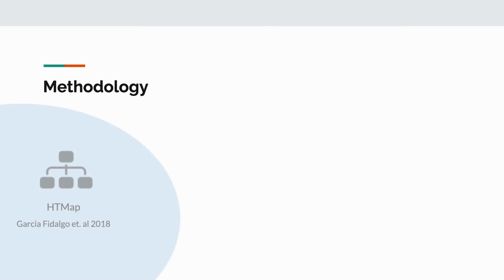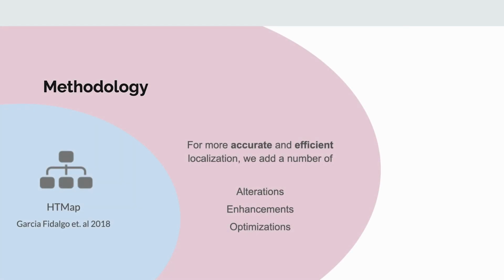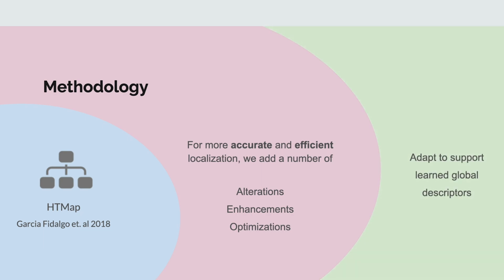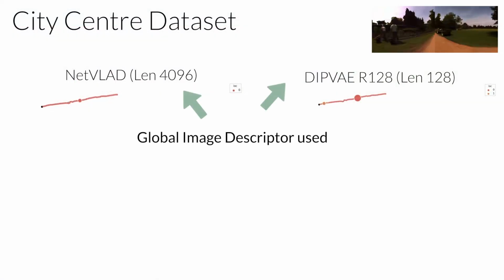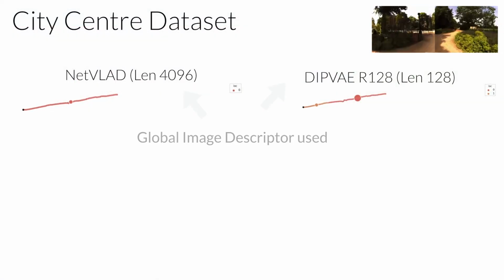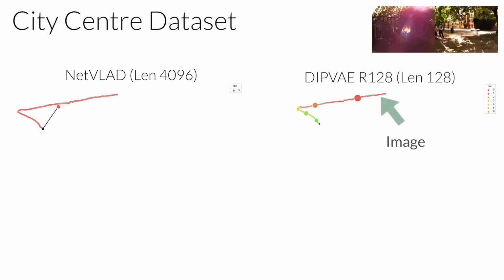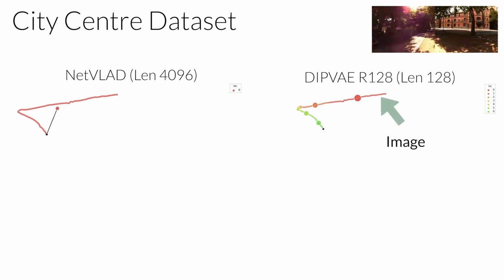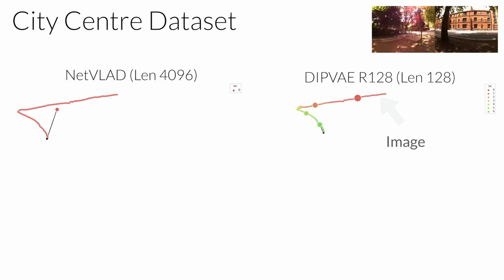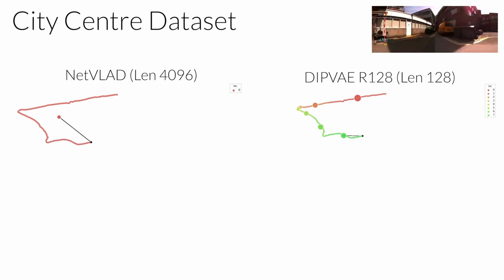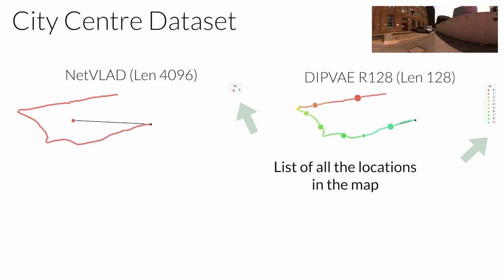We build on top of the existing HTMap technique, adding a number of improvements and optimizations, and more importantly, we propose the use of learned global descriptors to group similar images into locations. Larger dots are locations, and smaller dots of the same color are images that belong to that location. And we use different colors to represent different locations.